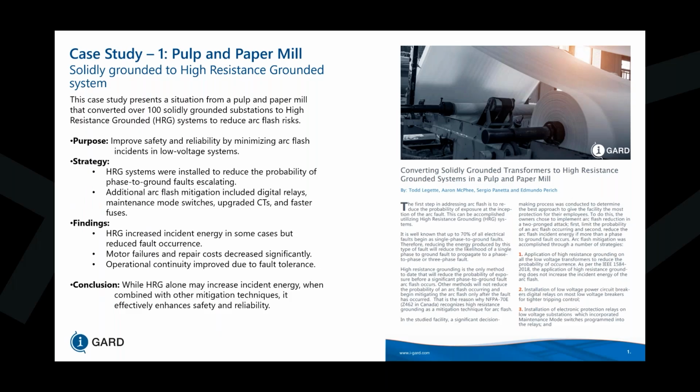The finding was that HRG increased incident energy in some cases, but reduced fault occurrence. Motor failures and repair costs decreased significantly, and operational continuity improved due to being able to hold the fault in the system and continue operation. While HRG alone may increase incident energy, when combined with other mitigation techniques, it effectively enhanced the safety and reliability of this pulp and paper mill. And we have this paper available for you to view, so that will be available after this presentation.